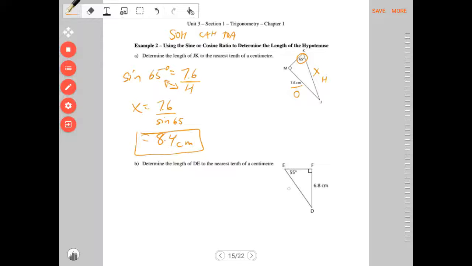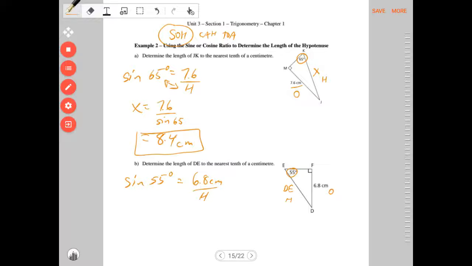Okay, B, determine the length of DE to the nearest tenth. So DE is this one. We can just write DE this time, it doesn't matter. So labeling from the 55, 6.8 is the opposite. DE is the hypotenuse. Opposite, hypotenuse, that's sine again, right? SOHCAHTOA. So sine of 55 degrees equals the opposite, 6.8 centimeters, divided by h.